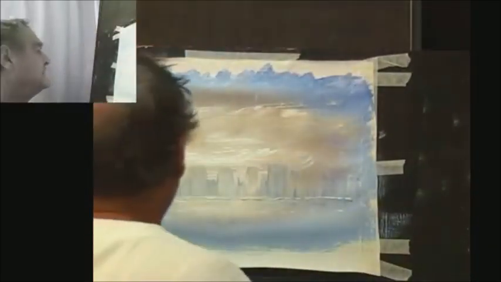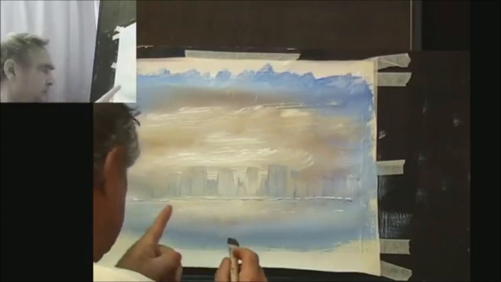Blue, crimson. I don't know what that red's doing there. I was going to use it. I'll use it later. Okay, boat.